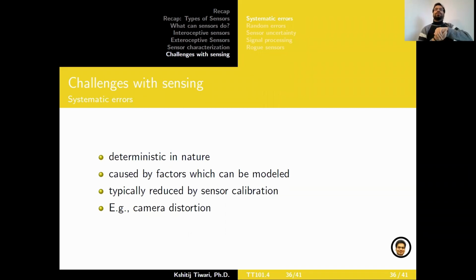Now, the first two challenges we're going to look into are errors, which are going to be of two kinds. The first is a systematic error. This is deterministic in nature, let's say things like camera distortion. So it's going to happen. You can't do anything about it, but it's deterministic, which means there is no randomness involved when such a systematic error occurs. And the good thing about that is that you could model such errors easily. And if you do sensor calibration, then you can reduce systematic errors. So that's the good and the bad of the systematic errors.